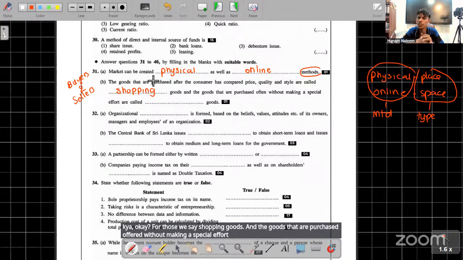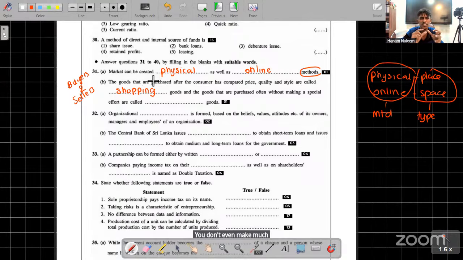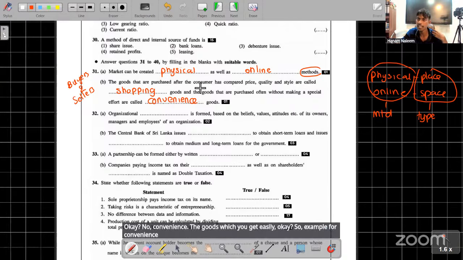There are some goods you don't need to make any effort for. Automatically you will get them. You don't need to make much effort, only a small effort. What is that? We call it a convenience good. The goods which you get easily. For example, for convenience goods, maybe you can take day-to-day essentials.